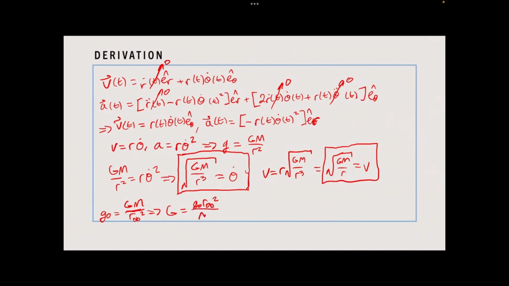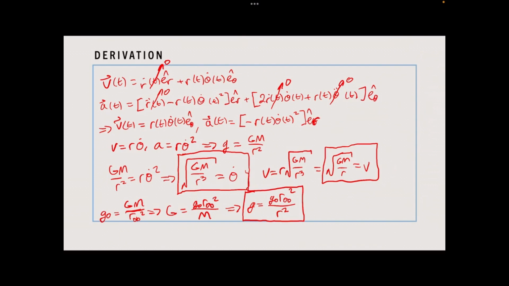So what we can do is rearrange for GM, which means GM is going to be g naught r object squared. Now if we plug that into our three equations, we can even do it for our gravitational acceleration term here. We see that g equals, the masses are going to cancel out, so it's going to be g naught r object squared divided by r squared.